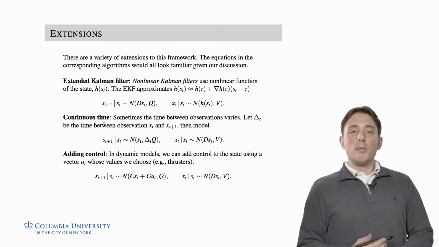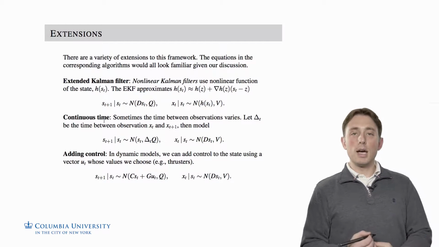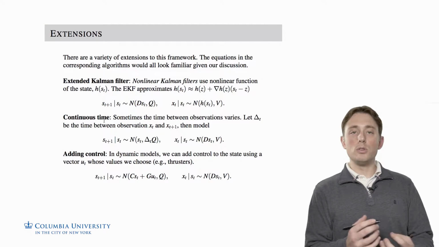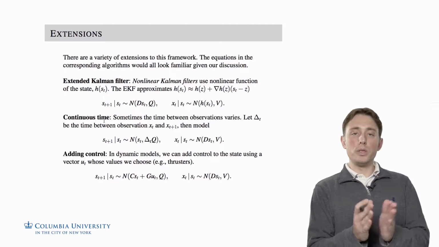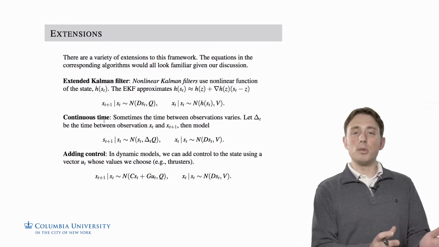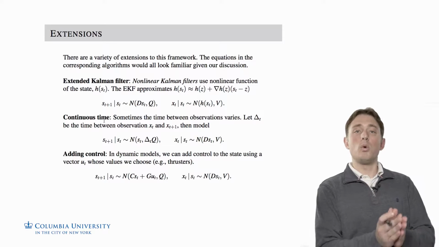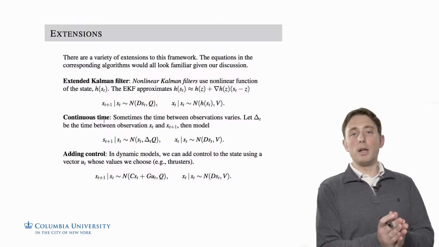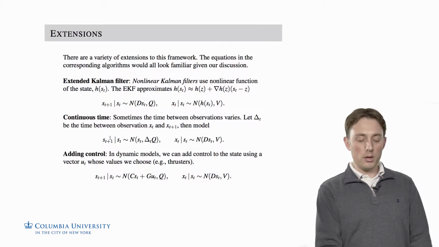We might also want to modify the models so that we can take continuous time into account. By continuous time, what we mean is that the time difference between two time points is not always the same. For example, between time t and t plus 1, we might have had a few seconds elapse, whereas between time t plus 1 and t plus 2, we might have had a few milliseconds elapse. In that case, we modify the model in this way.